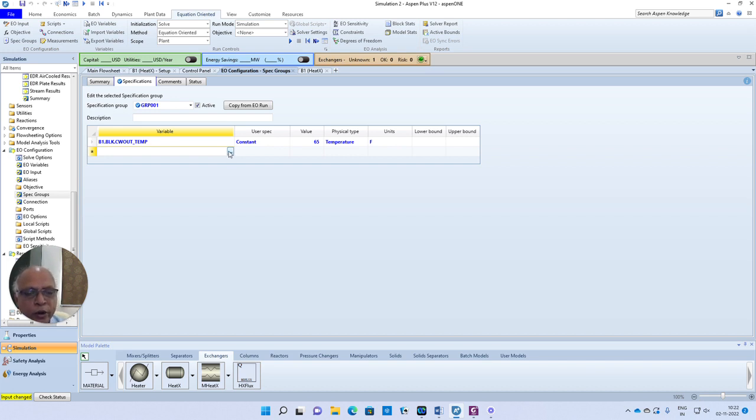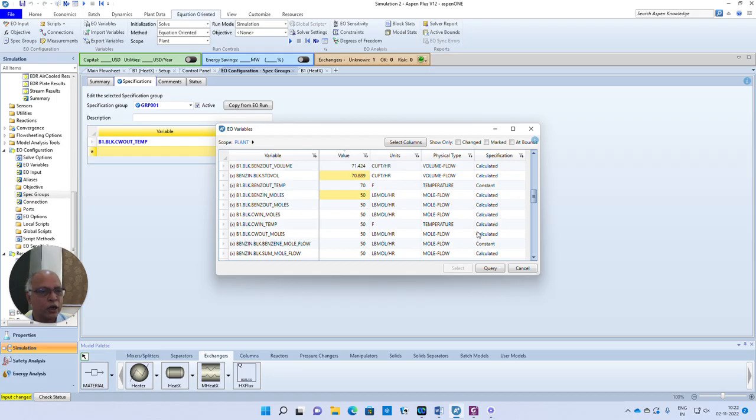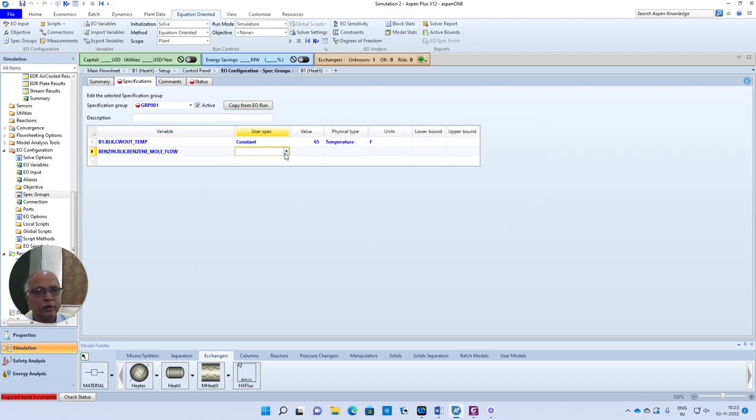Right? So we have converted one variable from calculated to constant, and we would like to convert one variable from constant to calculated. Remember, we started with an assumption of cooling water flow rate as 50 lbmols per hour. So let me see, benzene in, not benzene, cooling water we want. Let me go to 50. Yeah. So this is benzene, cooling water input. Remember, this is also calculated. What we want is constant. Benzene mole flow 50 lbmols per hour, which has been provided as input in the earlier case. So I am selecting this variable, and the spec is constant. Now I will convert that into calculated.